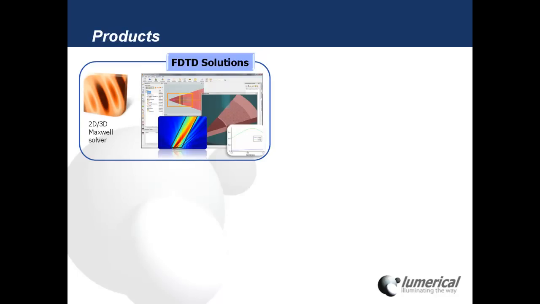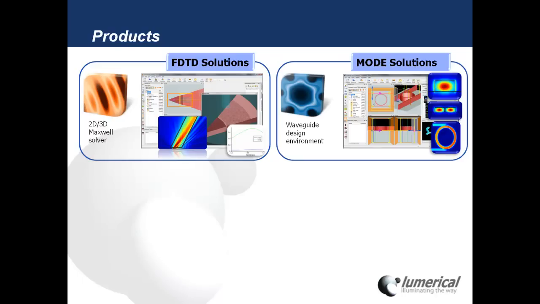So in terms of Lumerical's products, we have four products. The first is FDTD Solutions, which is a 2D and 3D Maxwell solver, which allows you to solve for optical properties of wavelength scale structures with arbitrary geometries and arbitrary material properties.